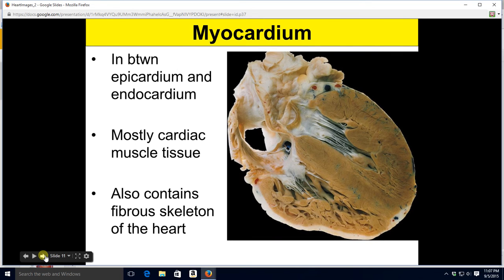And now we're looking at the myocardium. It is the middle layer of the heart, the muscular layer in between the epicardium and endocardium. Not surprisingly, based on its name, it is mostly made of cardiac muscle. But that is not all. It also contains a connective tissue structure called the fibrous skeleton of the heart. Let's talk about both of these things.